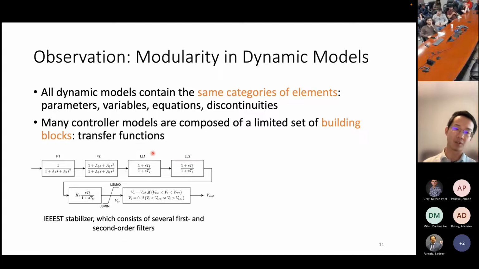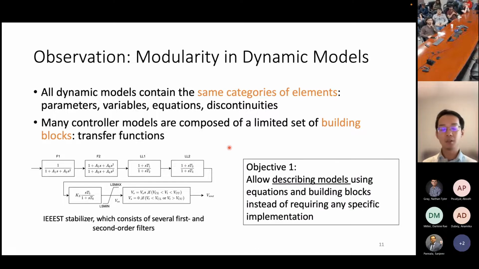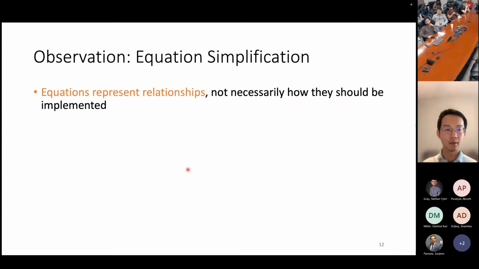So these transfer functions are the building blocks that appear very often. The first objective here is to allow descriptive modeling by using equations and the building blocks, instead of requiring any specific implementation. We want to look at this model and describe how these transfer functions are connected.